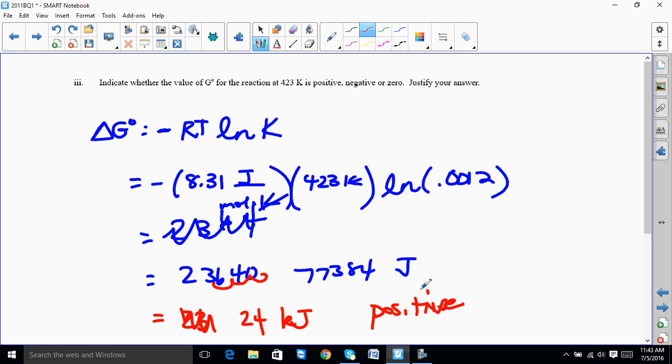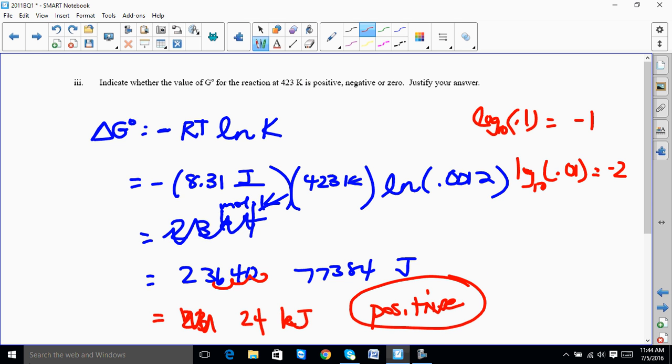The other way you could do this without a calculator is this is positive, this is positive. When you take the natural log of a number less than 1, it's negative. For instance, the log base 10 of 0.1 is negative 1. The log base 10 of 100th is negative 2. If you're trying to take the log of a number between 0 and 1, it's negative. So this is negative, this is negative, a negative and a negative is a positive. But the answer to the question is positive.